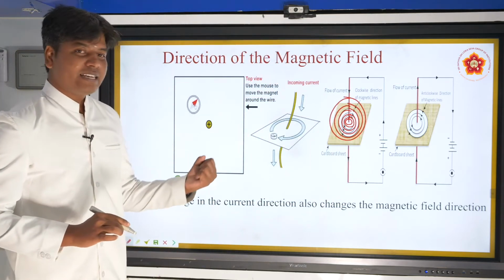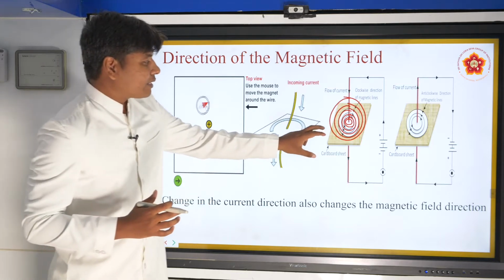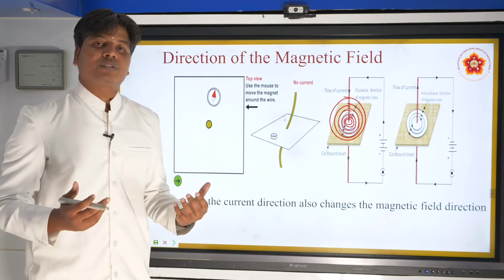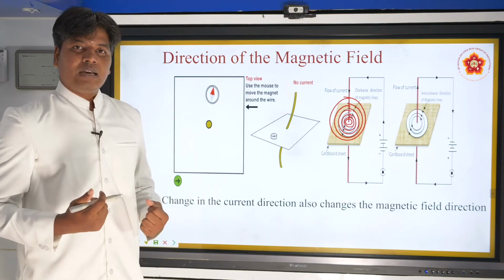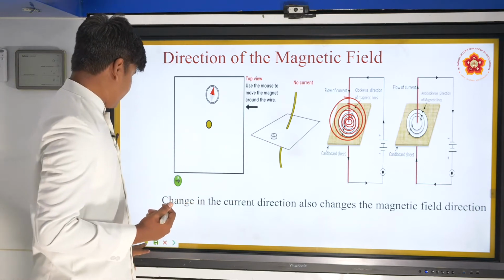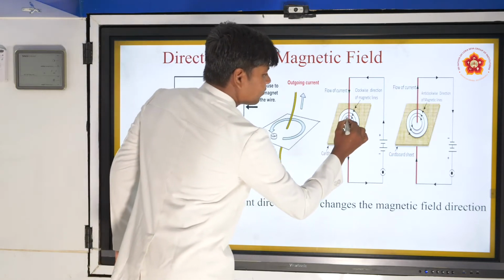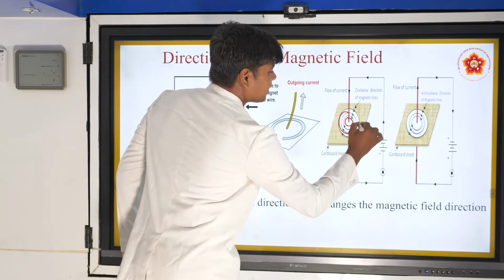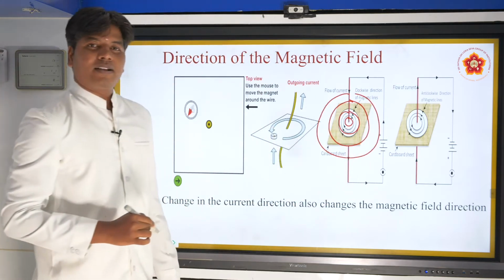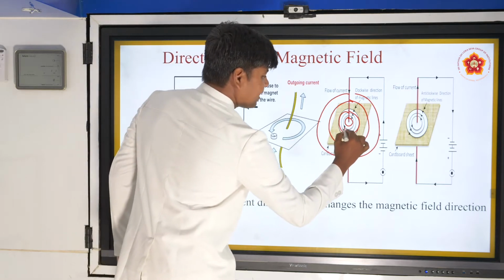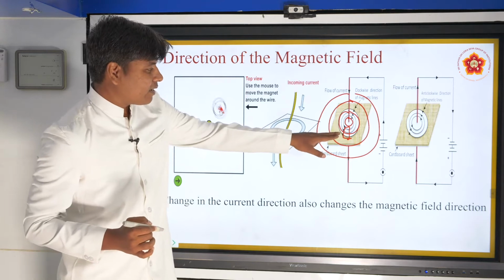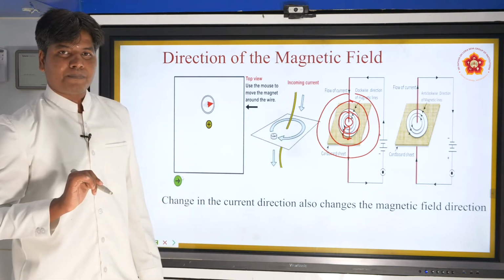Suddenly the magnetic field lines increase, so that a compass or any magnetic object will experience more force. Now if you decrease the current, what happens? When you decrease the current, the concentric field lines will be like this. If you take an area here, how many field lines are passing through this area? Only one field line, right?